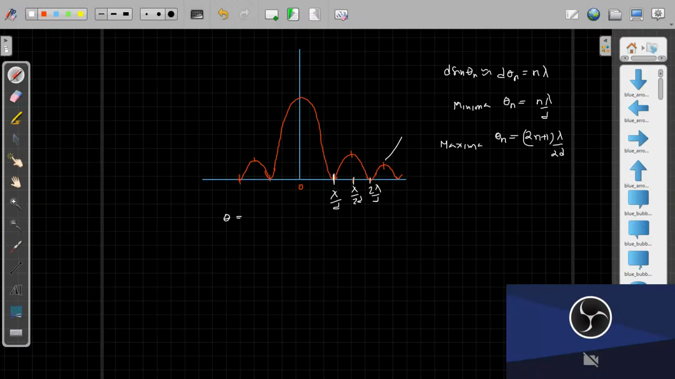This one I'm not writing here. This is the second maxima, so for the second maxima n equals 1. Put n equals 1 in here. So 2 plus 1, 3 lambda by 2d. So we should get here 3 lambda by 2d. Let's see. So now what will be our solution?